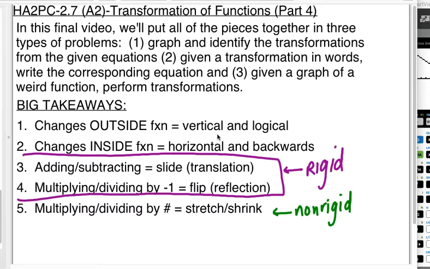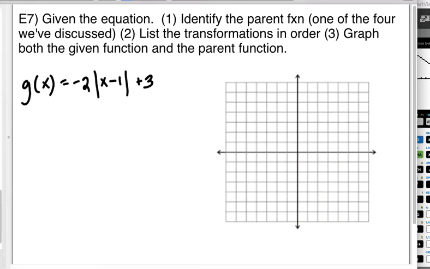All right, so we're going to move forward and try these 3 types of problems, and that'll be it for our 2.7, and the end of Chapter 2 in Algebra 2. So for our example 7, we're going to have an equation, which we have here. We're going to identify the parent function, which would be one of the 4 functions that we have discussed already. We're going to list the transformations in order, and then graph both the given function and the parent function.